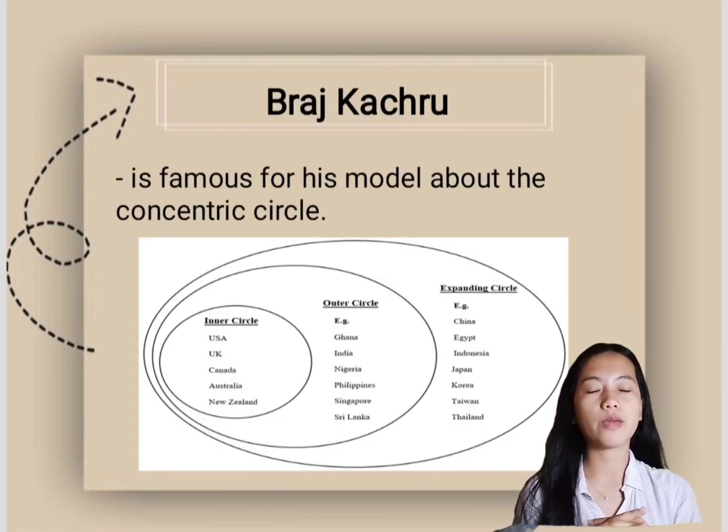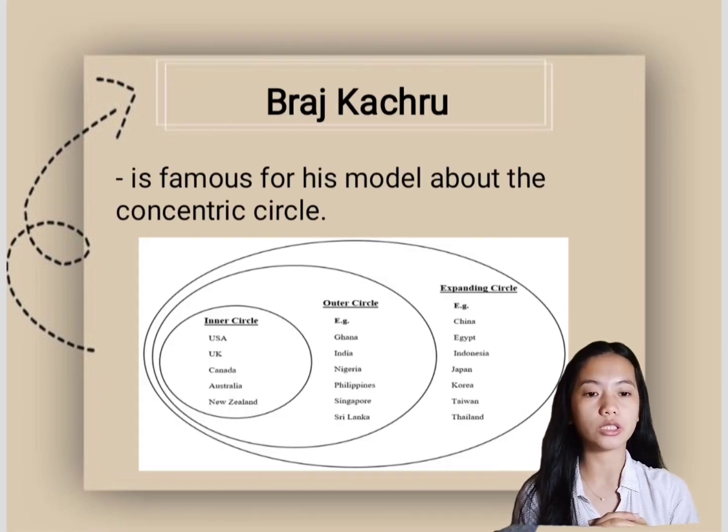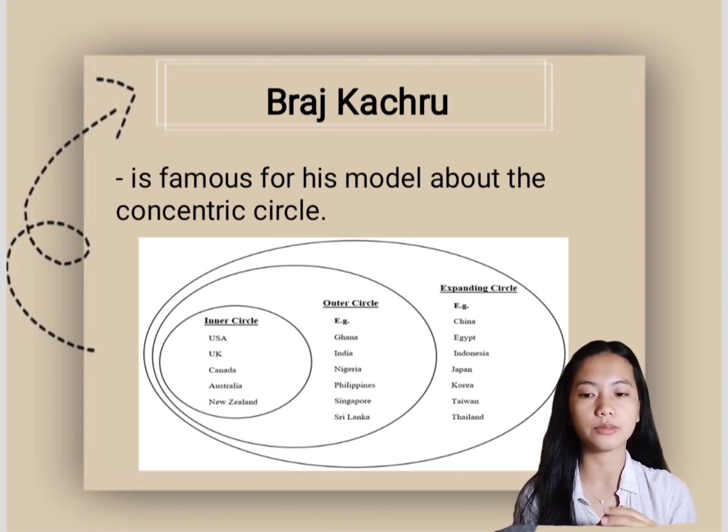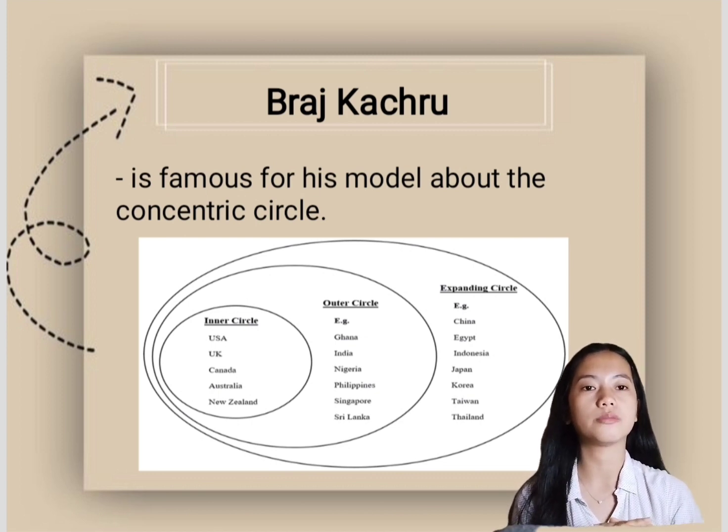So Kachru is famous for his three concentric circles. For many sociolinguists, the most important and accurate model is the one proposed by Kachru in 1988, which is the concentric circles. Later on, we will discuss what it is all about.